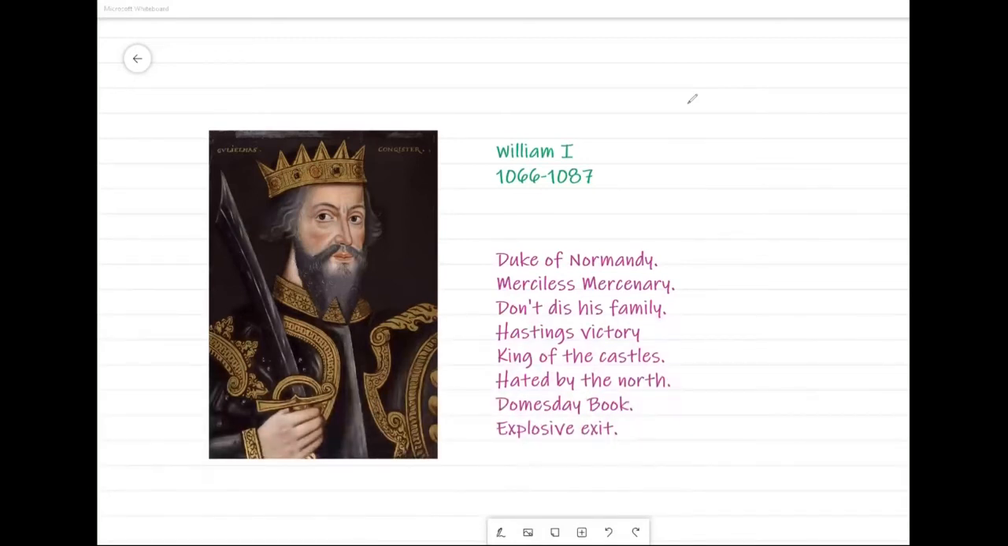Do not disrespect his family or he gets angry. Definitely rage mode. So this is the guy who's coming to invade England. Harold's a little bit wary of William because before all this happened, before William invades England, Harold had actually gone to Normandy a few years before and had met William. And William had made Harold promise that William could be the king. It's all getting very complicated, isn't it?